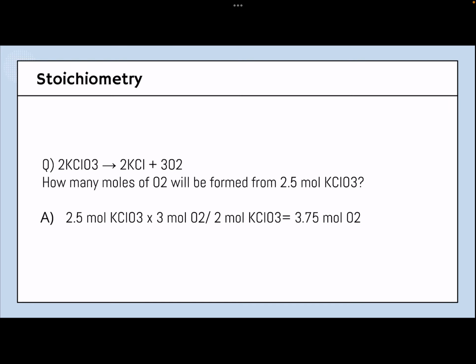Here's an example of how stoichiometry is used. The reaction 2KClO3 produces 2KCl plus 3O2 is given. How many moles of O2 will be formed from 2.5 moles of KClO3? If there are 2.5 moles of KClO3, and for every 2 moles of KClO3 there are 3 moles of O2, there are 3.75 moles of O2 in the product.